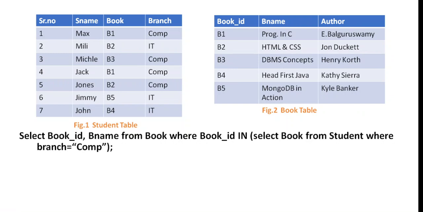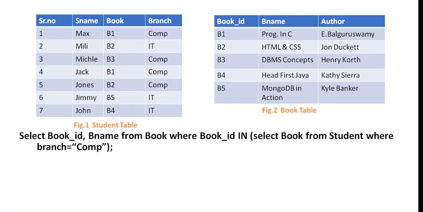The book table consists of book ID, book name and author. So I have written select book ID, book name from book where book ID in. Now I need to compare book ID with the book IDs that are issued by computer department students. So I have simply written book ID in select book from student where branch equals to computer. If you look at the student table, we have a book attribute which consists of book IDs, and in the book table we have a book ID attribute which consists of book IDs. So we need to compare these two.